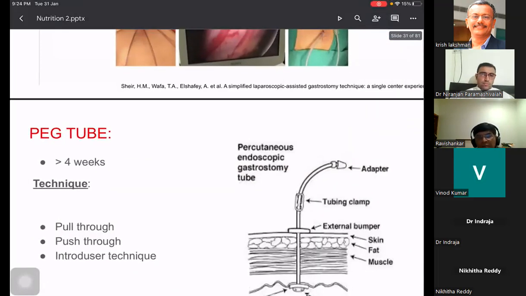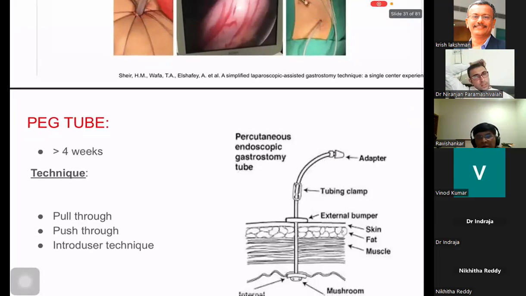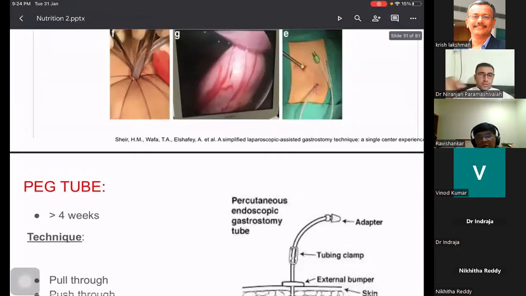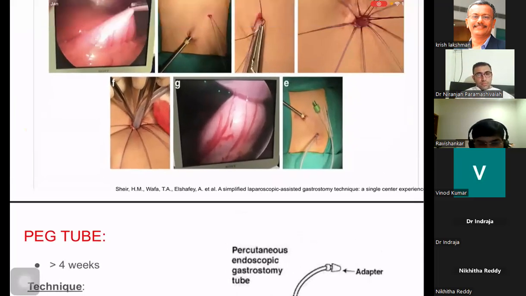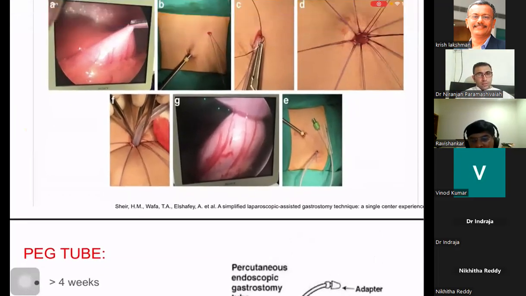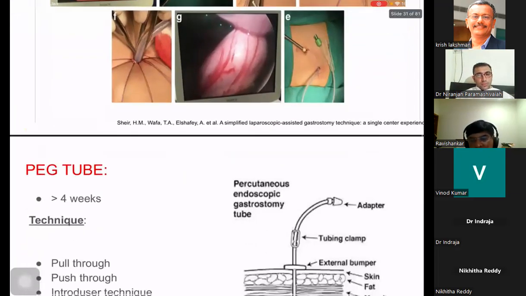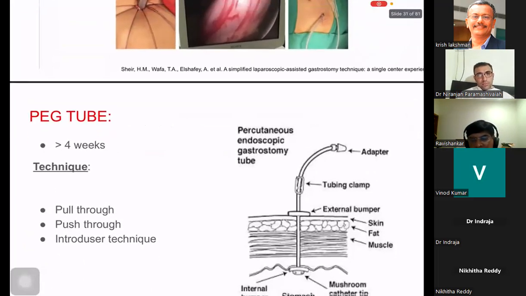Can I continue, sir? What are the complications of these techniques? Next it is there, sir. Sorry? After the endoscopic technique, I mentioned the complications. Okay.